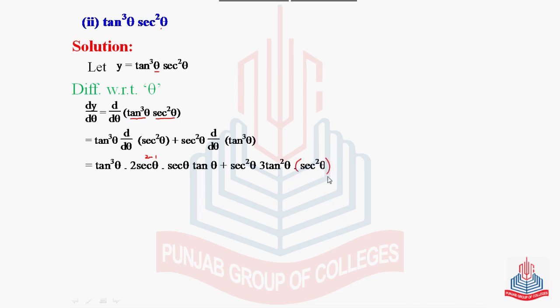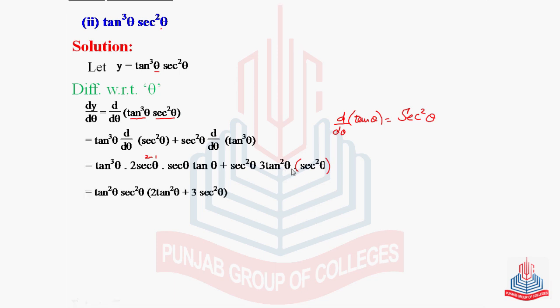This is the derivative of secant theta, which we already discussed in the first part, and this is the derivative of tan theta, like d by d theta of tan theta, that is actually secant square theta. So this is the use of the derivative of tan theta.